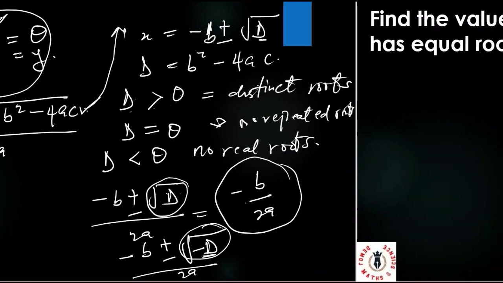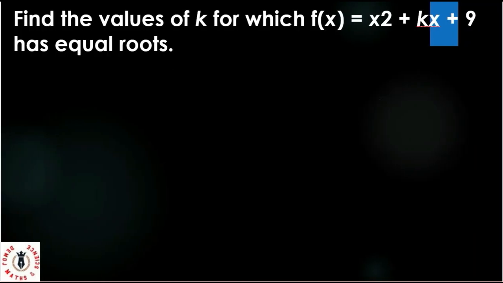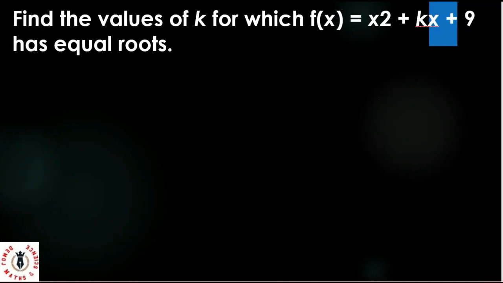Now let's take an example. My example says I should find the value of k for which x squared plus kx plus 9 has equal roots. That is, it has two roots that are equal in value. Now, this happens when d is equal to 0.